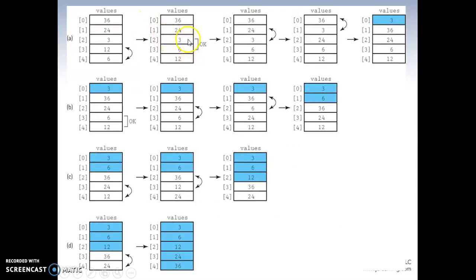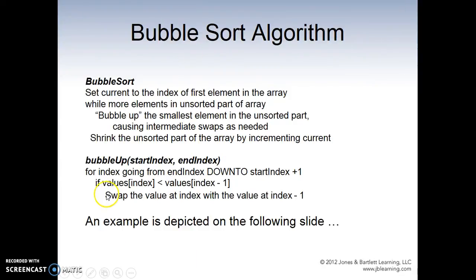So 6 and 3, do the same. It doesn't have to be swapped because it's okay, because 3 is less than 6. You go back, right? 6 less than 3? No. Then it's not going to swap. So let's go back to the next one.